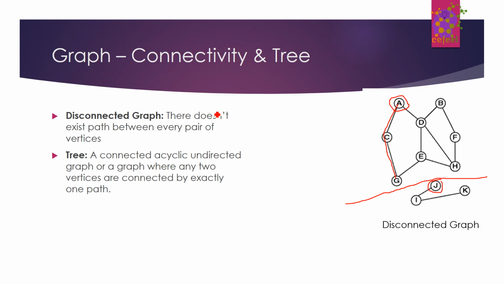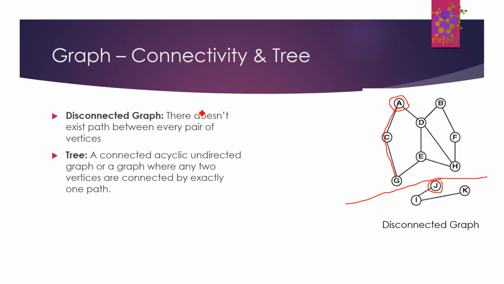Now next is the concept of tree. So tree, as per definition, is a connected graph, 1, is an acyclic graph, 2, and it's also an undirected graph. We may have directed trees as well, but normally we don't consider it. So it's a connected graph, it doesn't have a cycle, and it's an undirected graph.